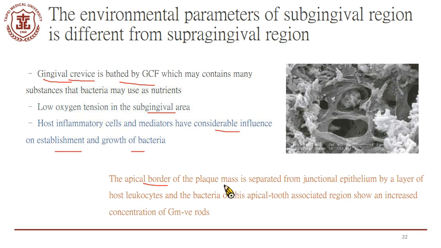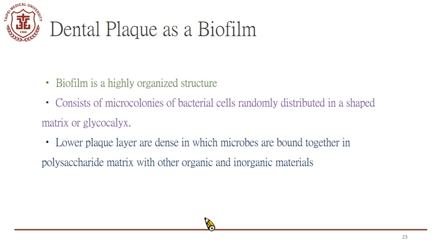The apical border of the plaque mass is separated from the junctional epithelium by a layer of host leukocytes, and the bacteria of this apical tooth-associated region show an increased concentration of gram-negative rods. So this means subgingivally we will have more gram-negative bacteria.